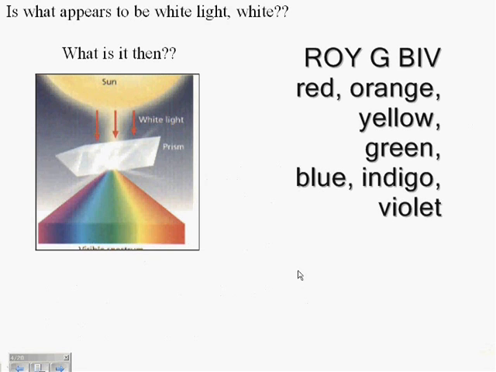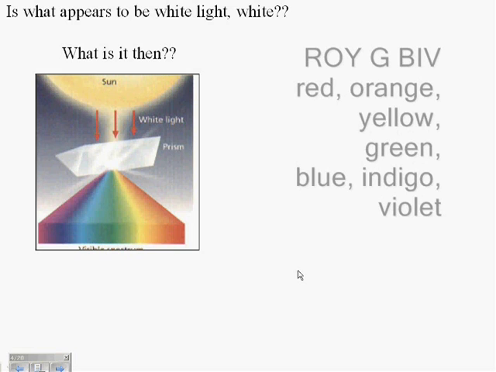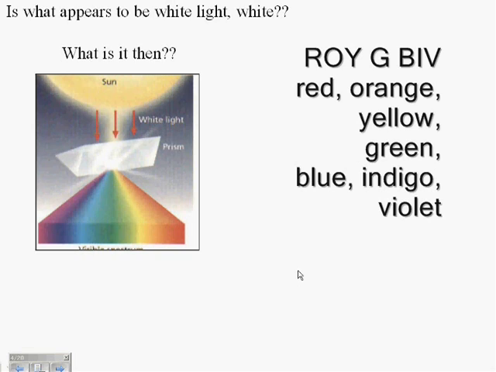Actually, white light is all the colors. That's the reason with the prism, you're able to separate white light into Roy G. Biv. Red, orange, yellow, green, blue, violet, and indigo. White light is actually all the colors shining down. It's called Roy G. Biv.